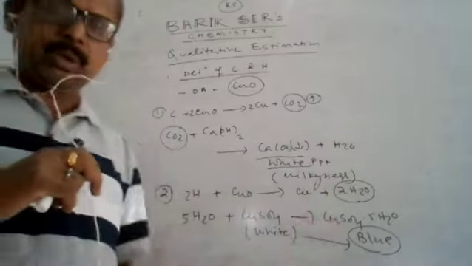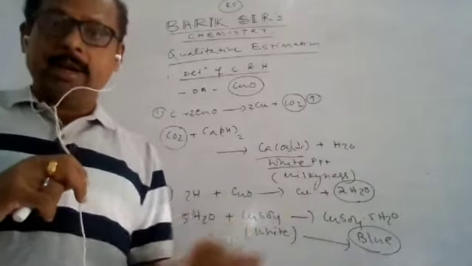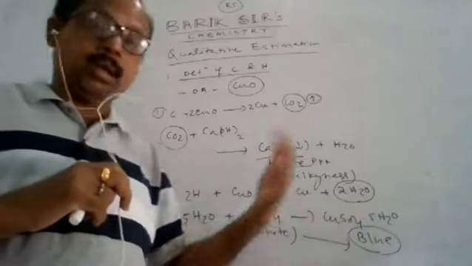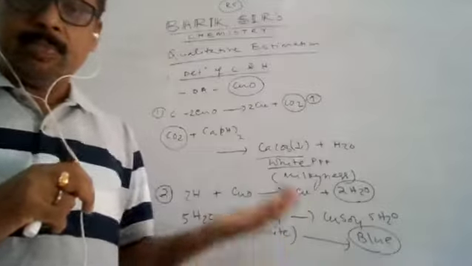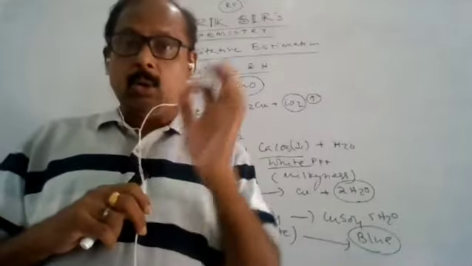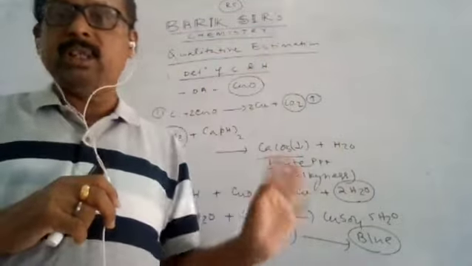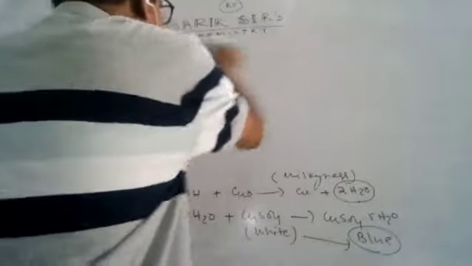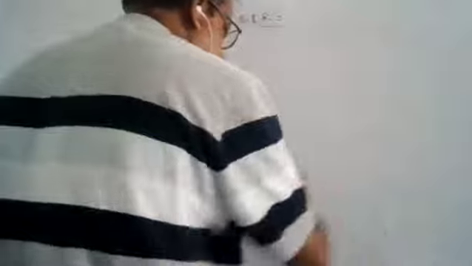Copper sulfate 5H2O has a triclinic structure, which we come across in the solid state. It is copper sulfate pentahydrate, the only compound where all types of bonding are present. This is called blue vitriol. Okay, so this is all about the detection of carbon and hydrogen.